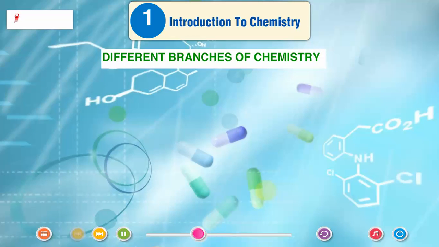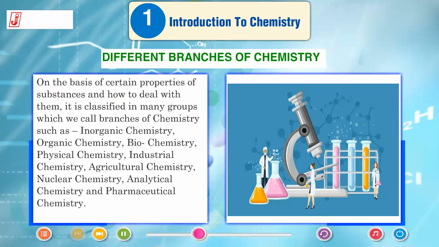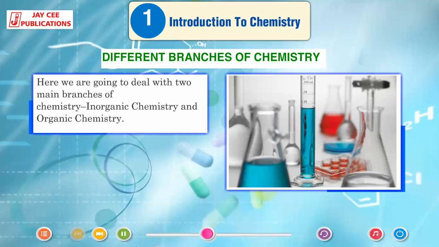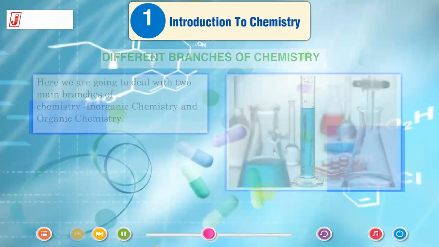Different branches of chemistry. On the basis of certain properties of substances and how to deal with them, chemistry is classified in many groups which we call branches of chemistry, such as inorganic chemistry, organic chemistry, biochemistry, physical chemistry, industrial chemistry, agricultural chemistry, nuclear chemistry, analytical chemistry, and pharmaceutical chemistry. Here we are going to deal with two main branches of chemistry, inorganic chemistry and organic chemistry.